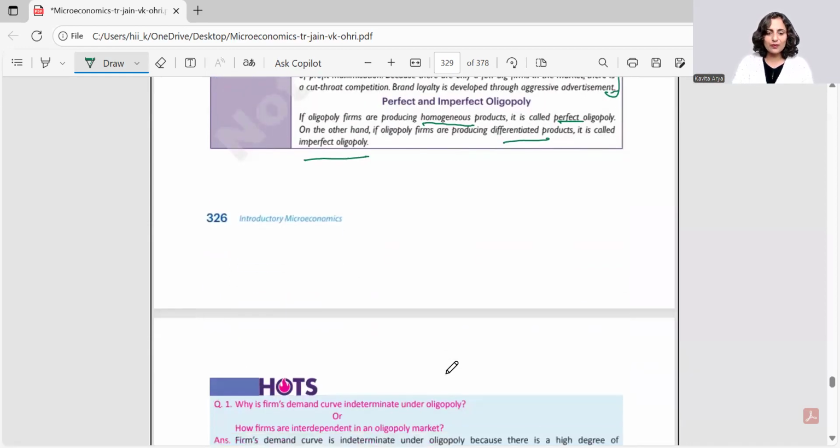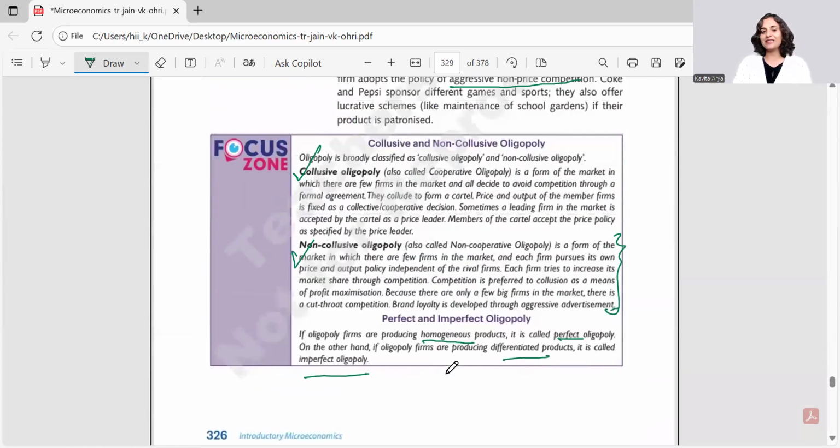I hope with this we have come to the closure of this chapter. Let's meet again for the determination of price under the market forms in the next video.